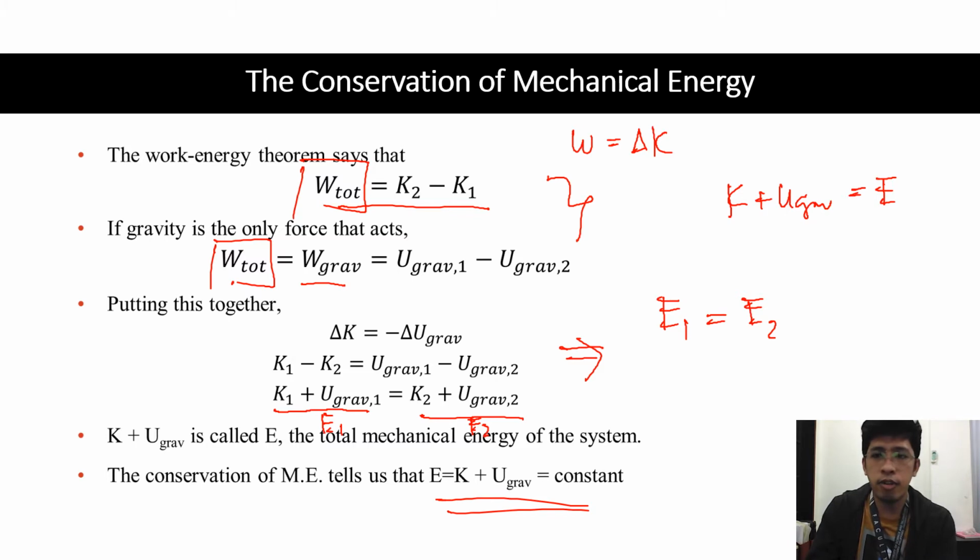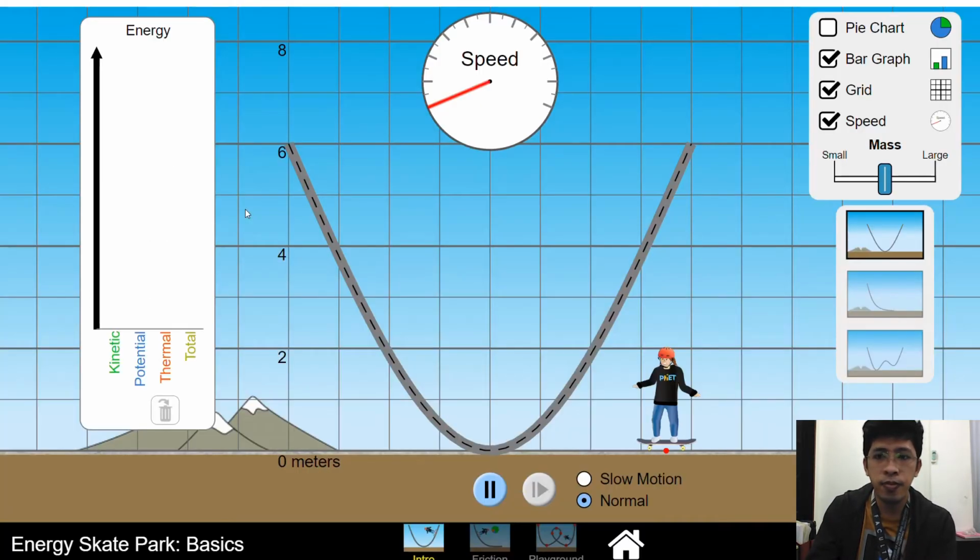So it's about a roller coaster. So let's see. So what we have here is, it's not a roller coaster. It's a skateboarder. You have a skateboarder here, and what you will see is this track for the skateboarder, and on the left side you have your kinetic, and then your potential, and then some thermal, and then your total energy.